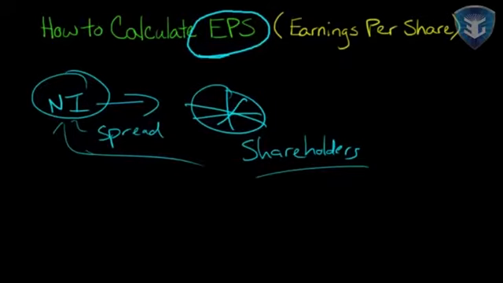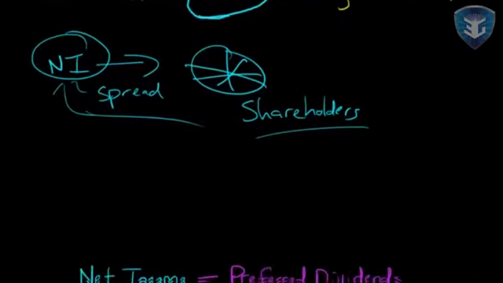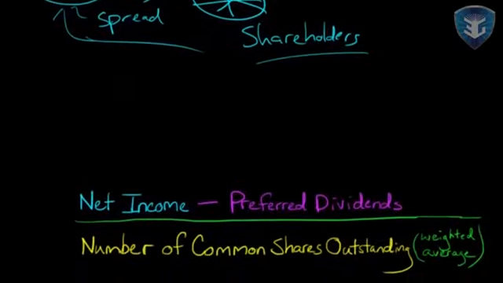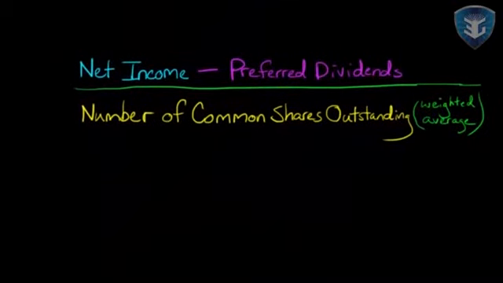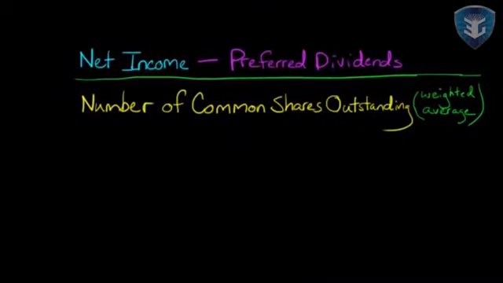So let's get to the formula for how we would calculate this. We've got net income, and then we subtract out preferred dividends, because what we want is an idea of the amount of net income belonging to the common shareholders. So net income, we subtract out any preferred dividends that are paid, and then we scale everything by the number of common shares outstanding.